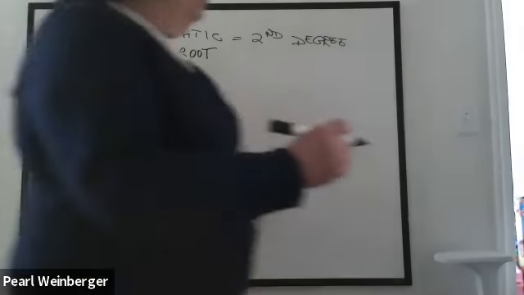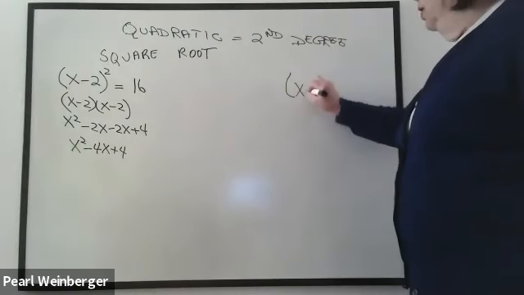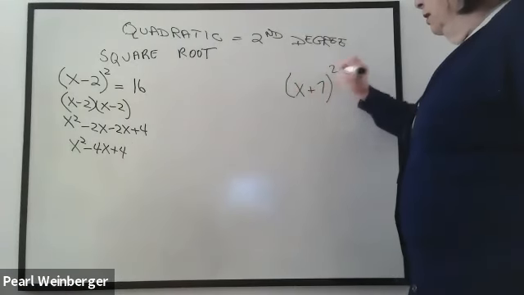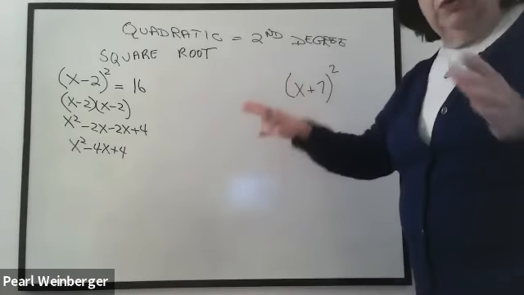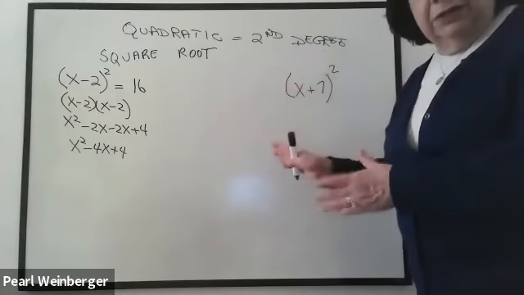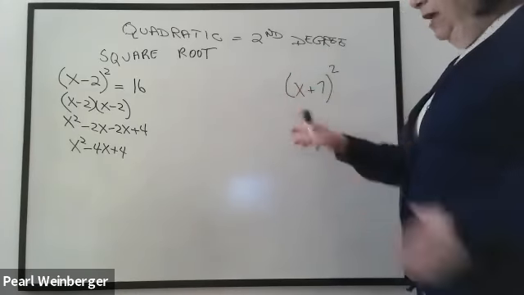Before I go on, let's just do another one like this. Suppose I had x plus 7 squared. I'm going to show you the quick way of doing this. Of course, I could do it by FOIL. I could do it x plus 7 times x plus 7. But if I want to do it the short way, I just remember the pattern.